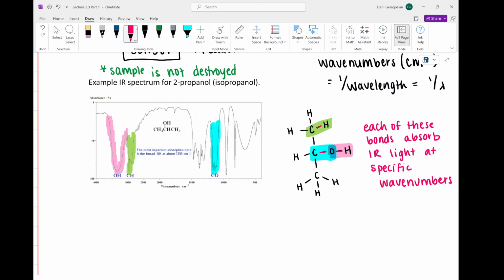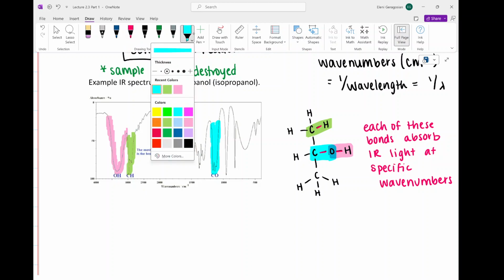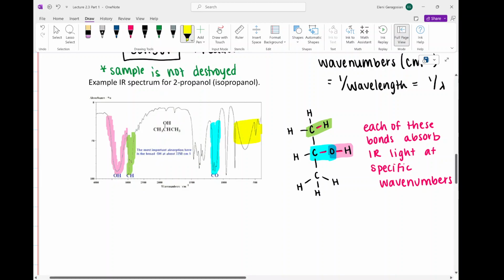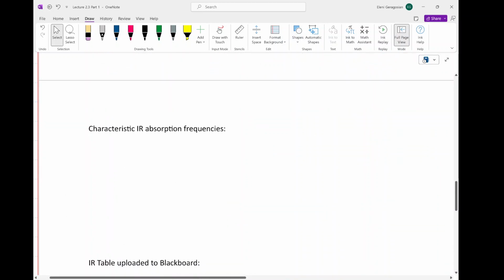because, for example, lots of different types of bonds absorb energy in this region over here. And so it doesn't really help us distinguish what's present in a molecule because these peaks could correspond to a lot of different types of bonds. So there are characteristic peaks that we'll look for, and let's draw that right here. Characteristic IR absorption frequencies.